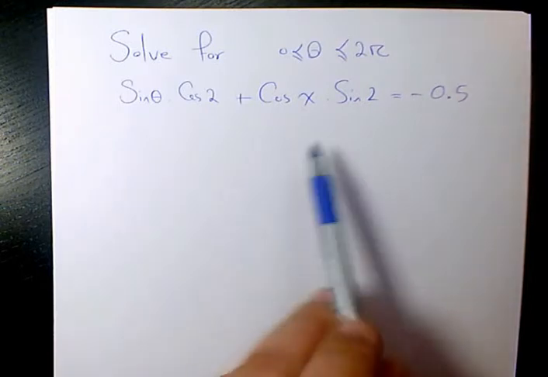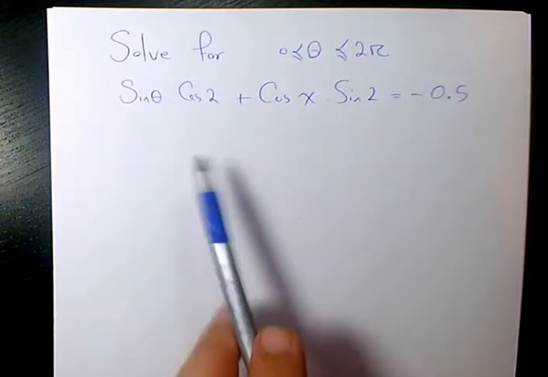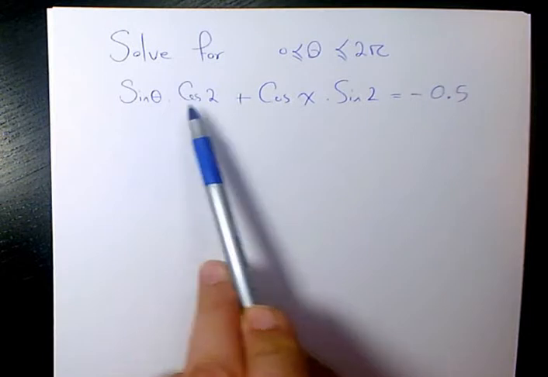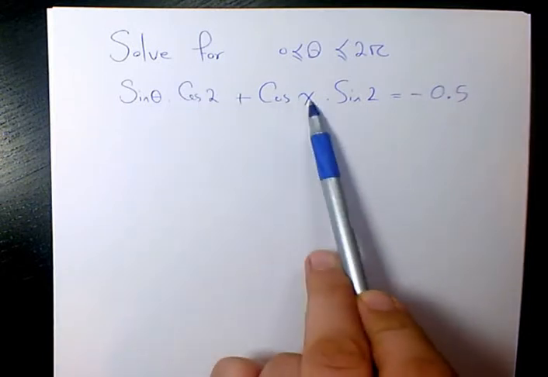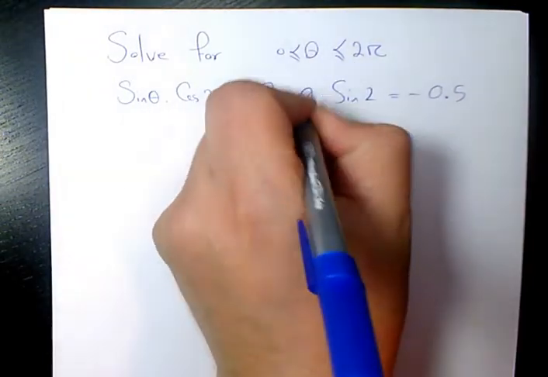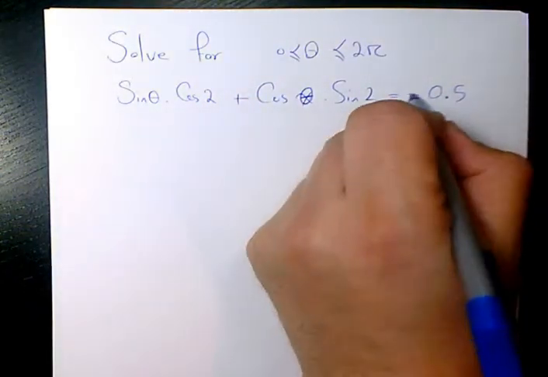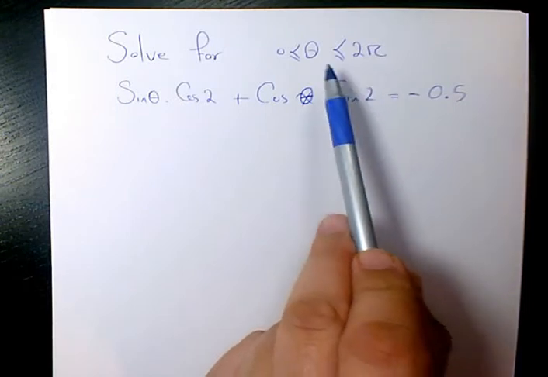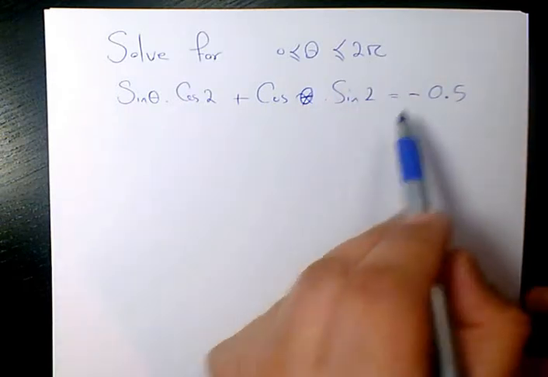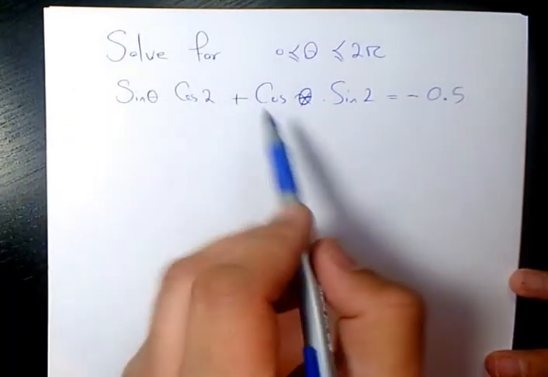The equation I selected for you in this video is sine theta times cosine 2 plus cosine theta times sine 2 equals negative half. And I need to solve it for theta between 0 and 2 pi. So I need to solve this trigonometric equation.